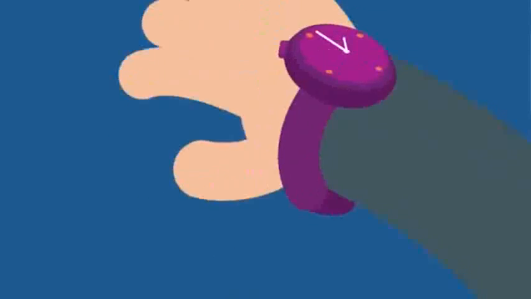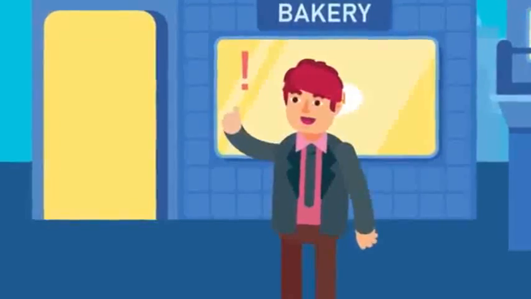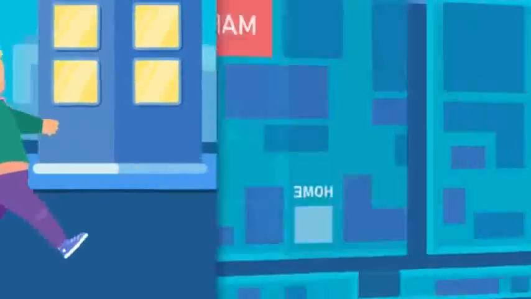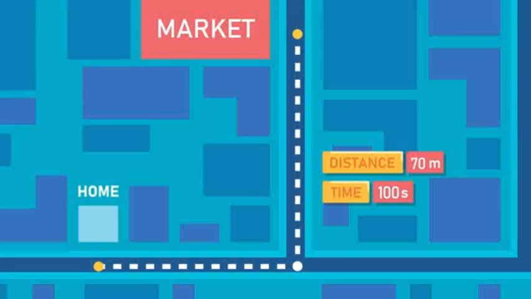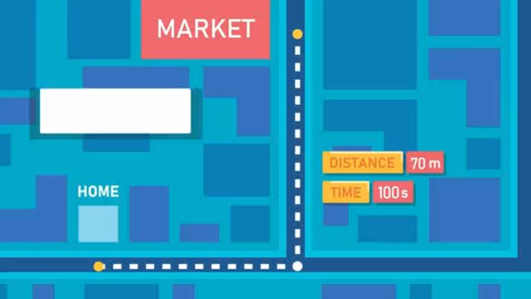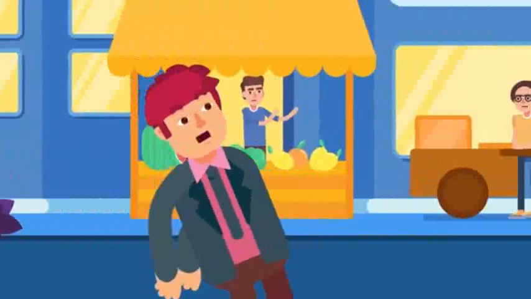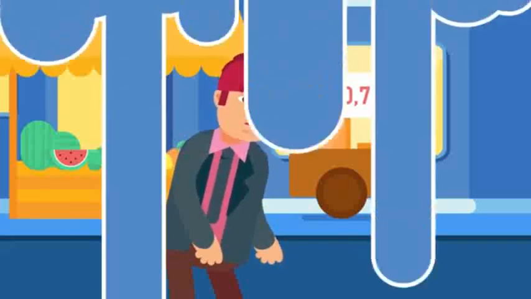If it took us 100 seconds to reach the market, we can also calculate our speed. Speed can be defined as a rate at which something moves, and can be calculated by measuring distance travelled in a particular time period. The equation can then be written as speed equals distance over time, which would then give us 0.7 meters per second. Since it's a scalar quantity, speed only contains magnitude.